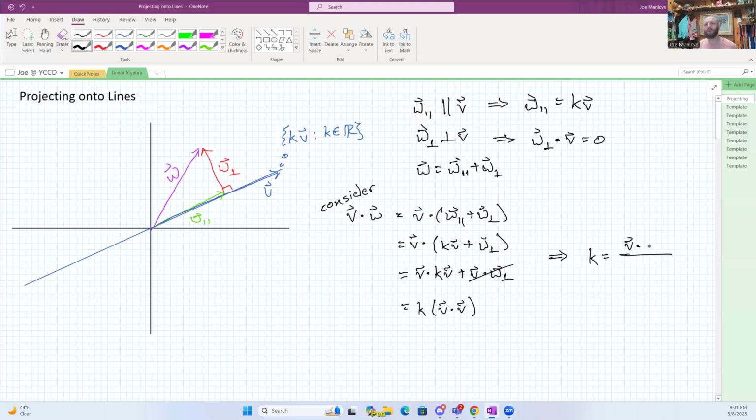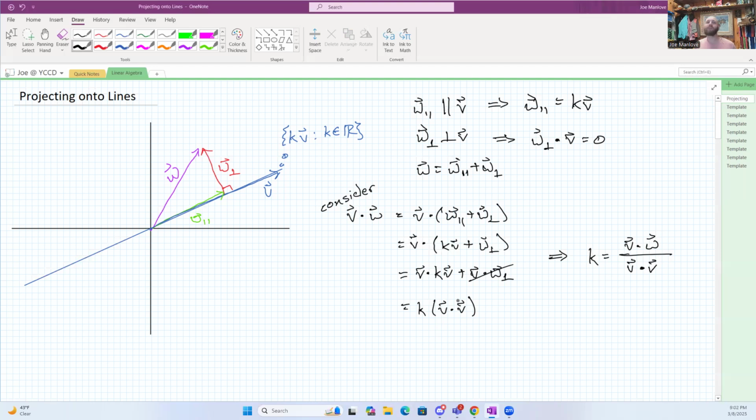Terrible handwriting, Joe. V dotted with w over v dotted with v. Keep in mind, the only reason I'm allowed to do this division is that v dotted with v is a scalar, right? I couldn't just divide by v and then divide by v. Some of you might look at this and say, oh, we should just cancel a v. Can't do that because we're talking about vectors, right?